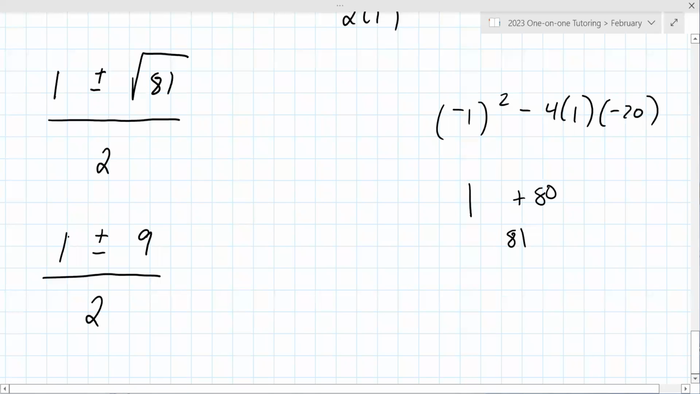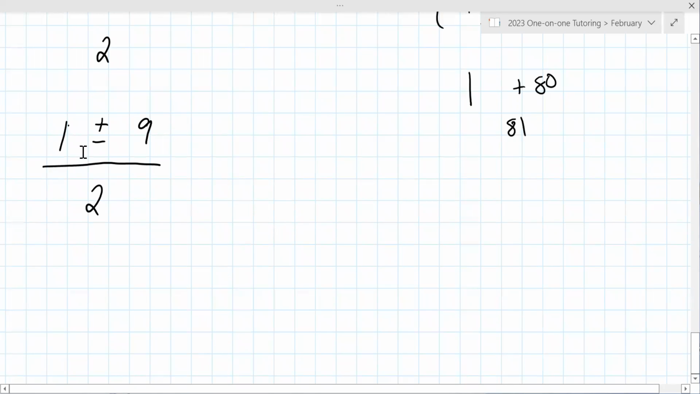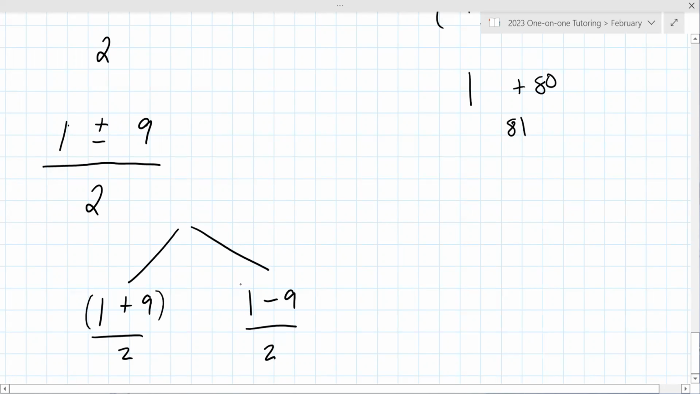Okay. All right. So this is now two things, because it's kind of like case 1, case 2: 1 plus 9 over 2, 1 minus 9 over 2. So you add the tops or subtract them, and then divide.